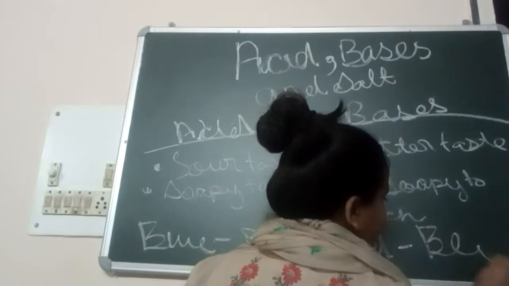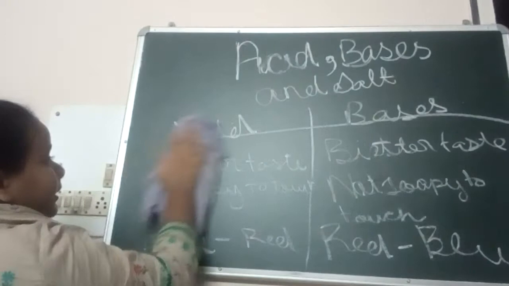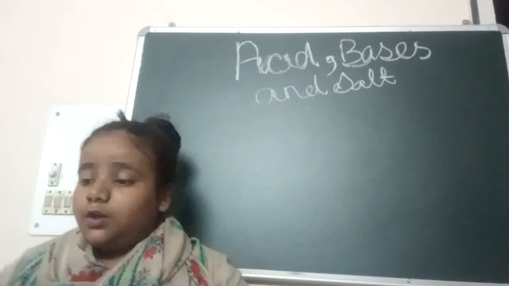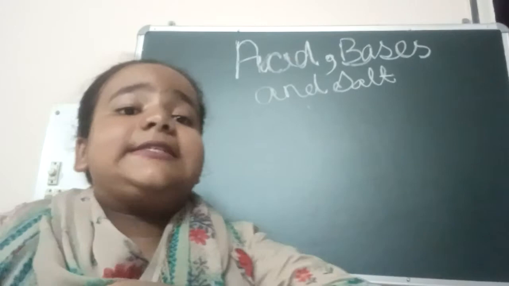Litmus is an indicator. It is a natural indicator. Now we will move towards salts. A salt is formed by the reaction between acid and base.